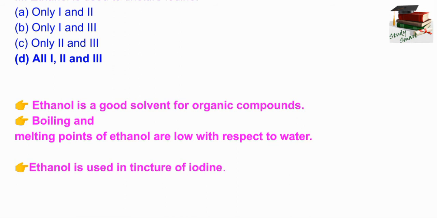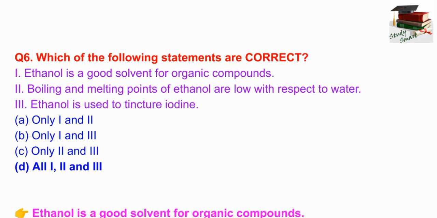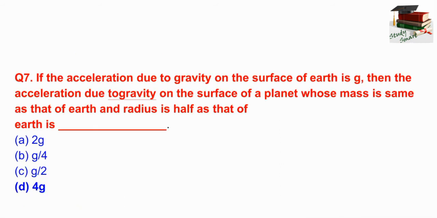Now see the statements. Statement 1 says ethanol is a good solvent for organic compounds. This statement is correct. Next statement, boiling and melting points of ethanol are low with respect to water. This is correct. Ethanol is used in tincture of iodine. So option D, all statements 1, 2, 3 are correct. Now see next question.